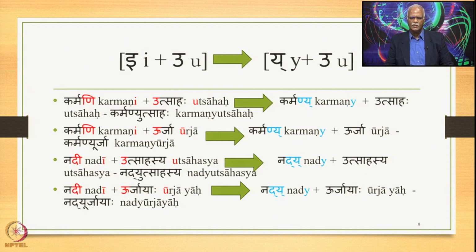Similarly, in place of the substituent short E, we also have long E as the substituent. So Nadi Utsahasya, and 6177 applies here, and we get the output in the form of Nadya Utsahasya and Nadyutsahasya. Similarly, Nadi Urjayaha, and we get the output Nadya Urjayaha, Nadyurjayaha.